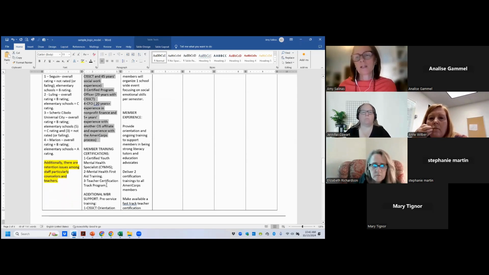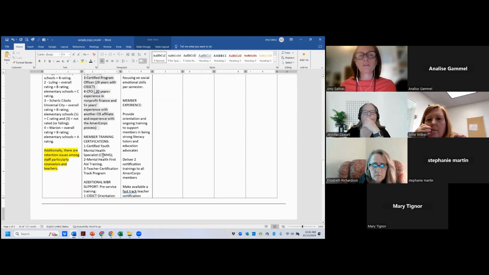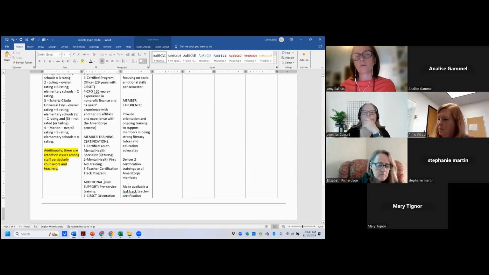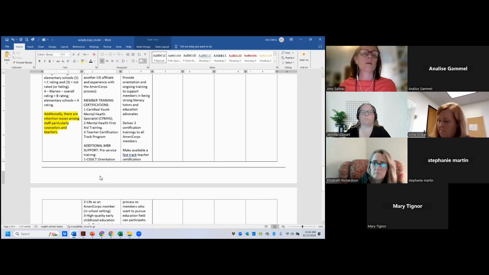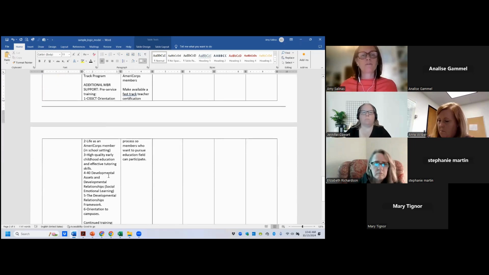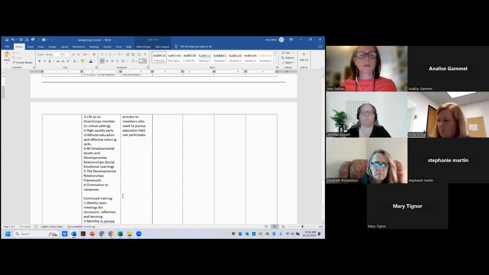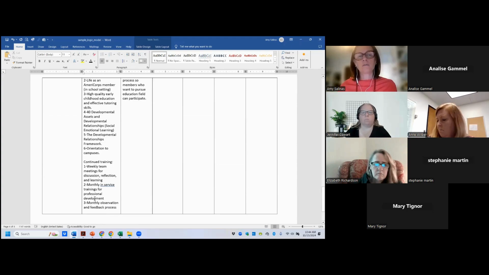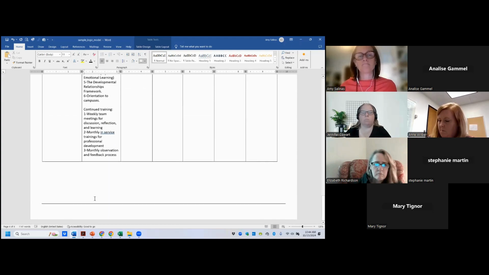And then some other inputs that I put in here are member training certifications. One of the things that I want to do with this program is ensure that members are trained in youth mental health specialist certification, mental health first aid, and as appropriate, the teacher certification track program that we'd like to put some of them through a fast track program. Additional supports, I added a few other trainings that I wanted to provide members throughout the year beyond those certifications, and then just continued learning opportunities.